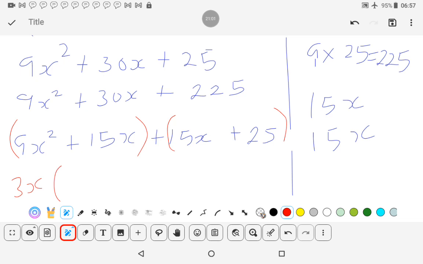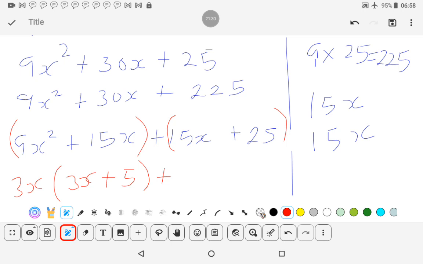So you look for a number that when you multiply it, it will give you 9x squared. The number is 3x, because 3x times 3x will give you 9x squared. Then plus a number that when you multiply it with 3x, it will give you 15x. That number is 5, because 3x times 5 will give you back 15x.